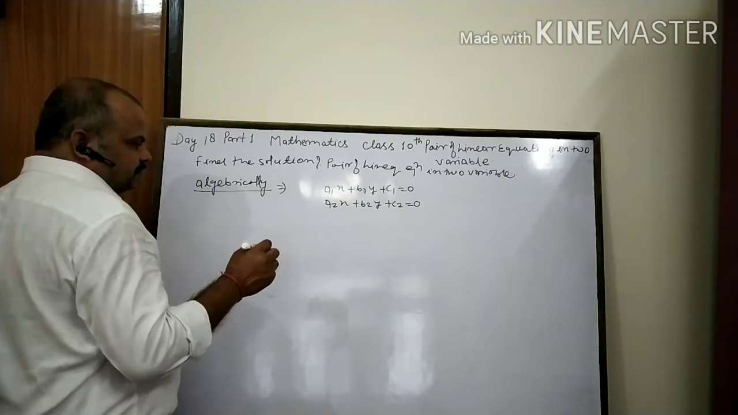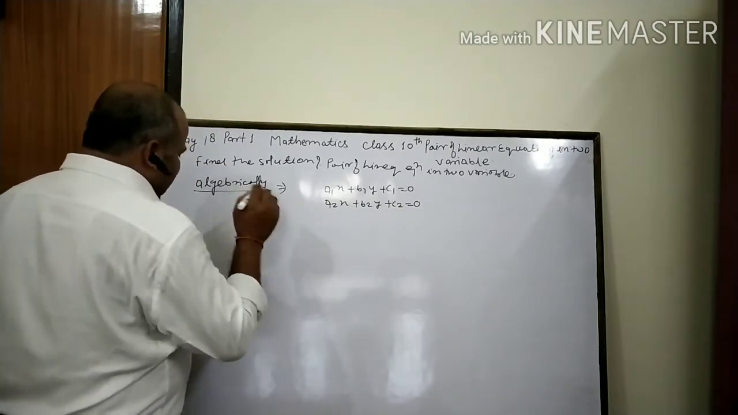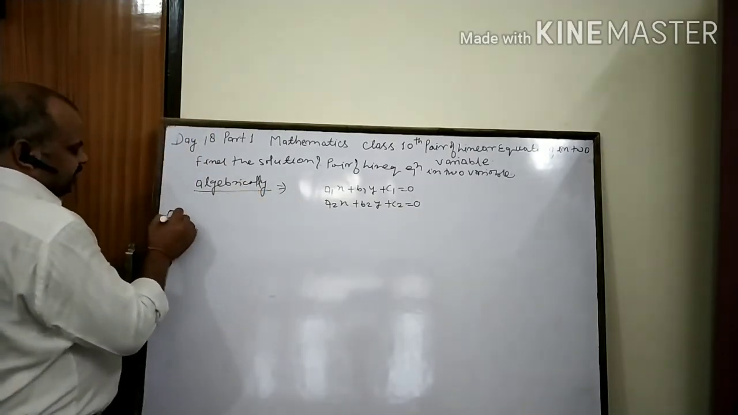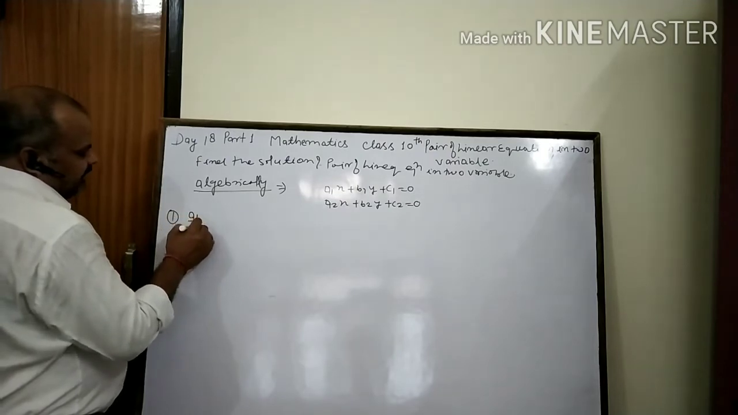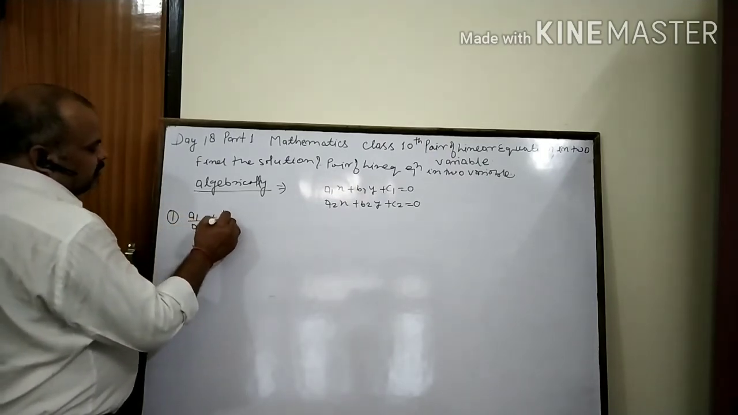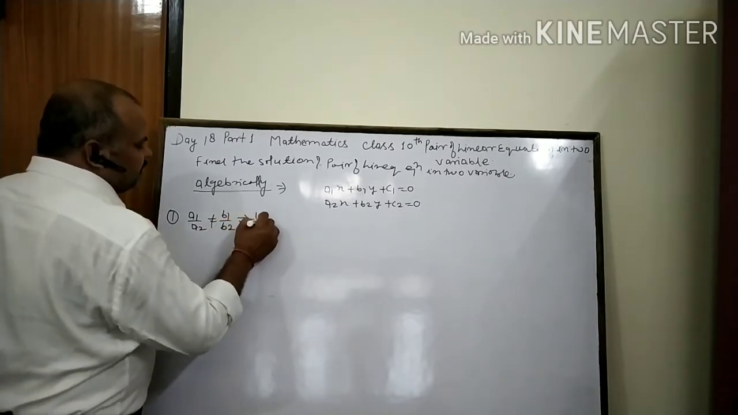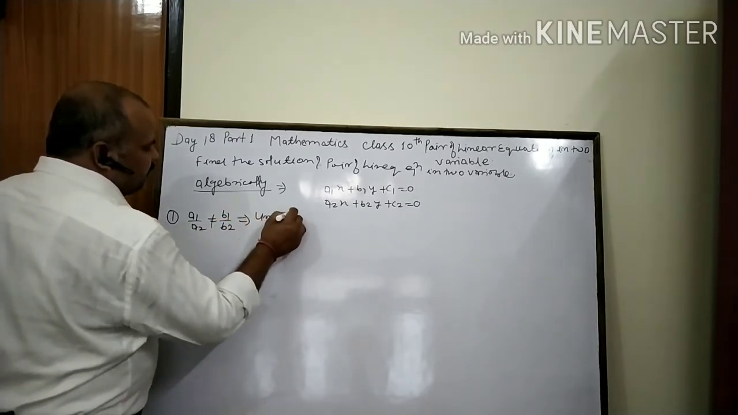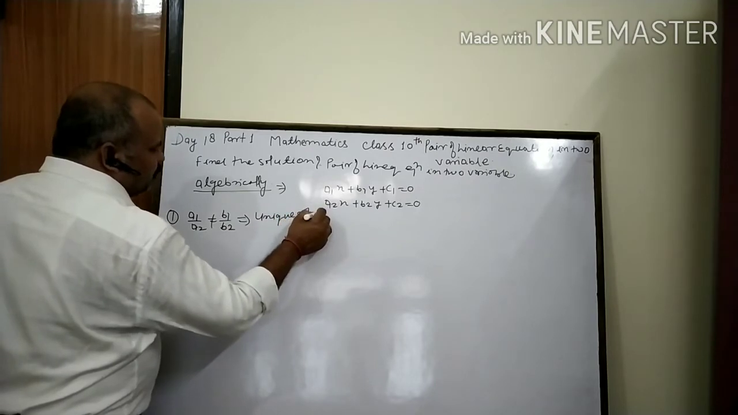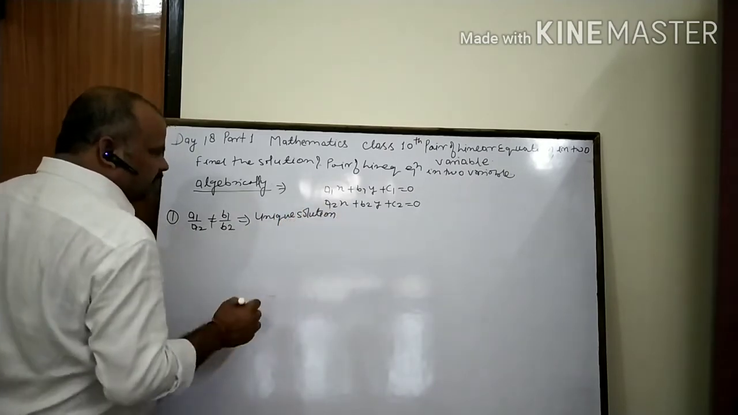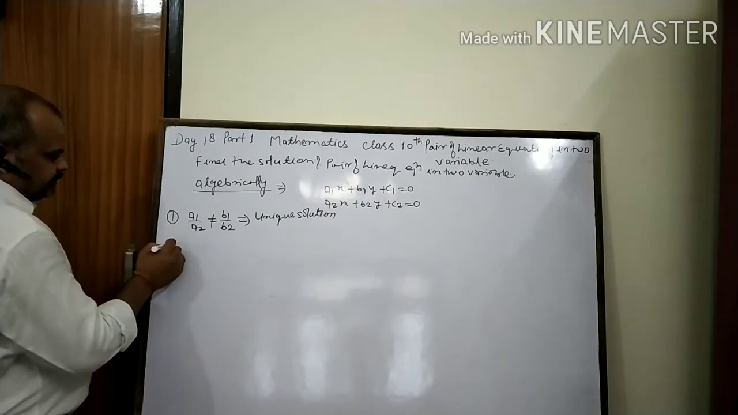For this, what can we do? First of all, we check the condition. If a1 upon a2 is not equal to b1 upon b2, then there exists a unique solution.